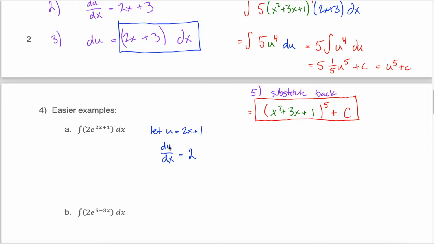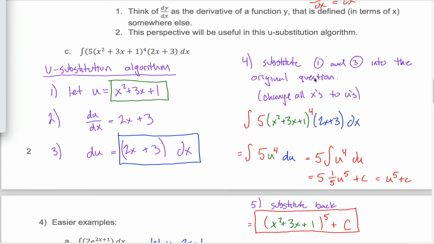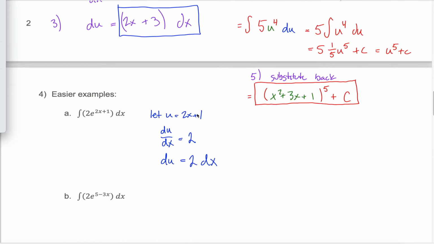My third step is to solve my second step for du. It's to treat this like it's a fraction and multiply both sides of the equation by dx. So I get du is equal to 2 times dx. That brings me over here to my fourth step, where I'm going to substitute this line and this line into this original expression. So how do I do that?